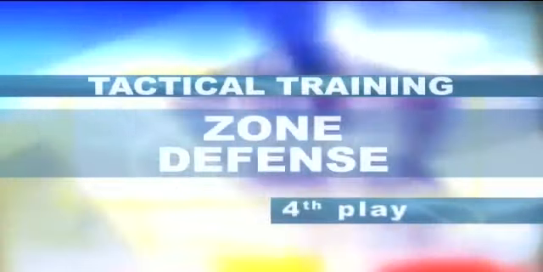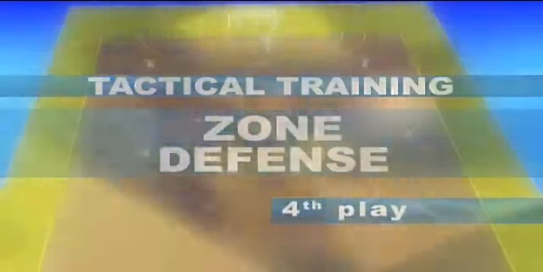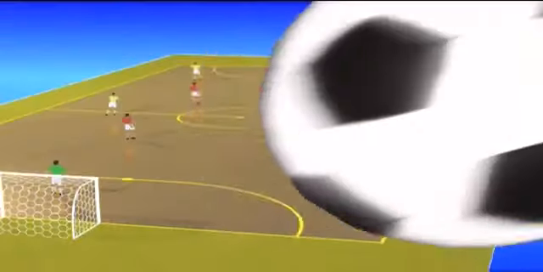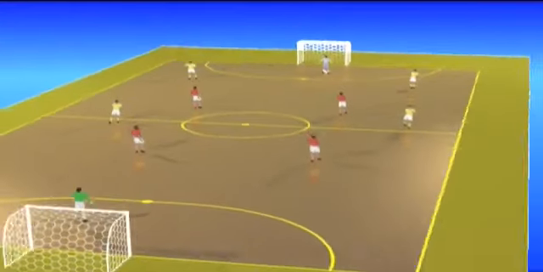Zone defense. The point of reference in this type of coverage is the ball, with each player responsible for a specific area. This type of coverage is more efficient when used in smaller courts and starting at the half court.